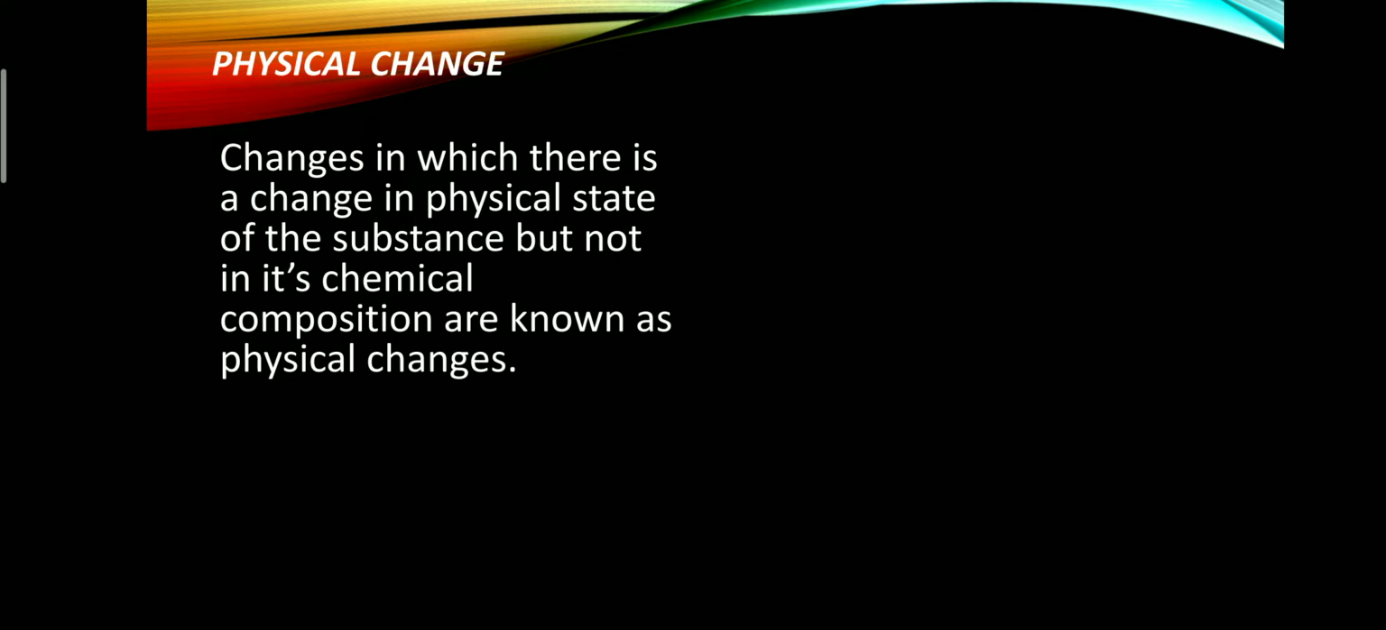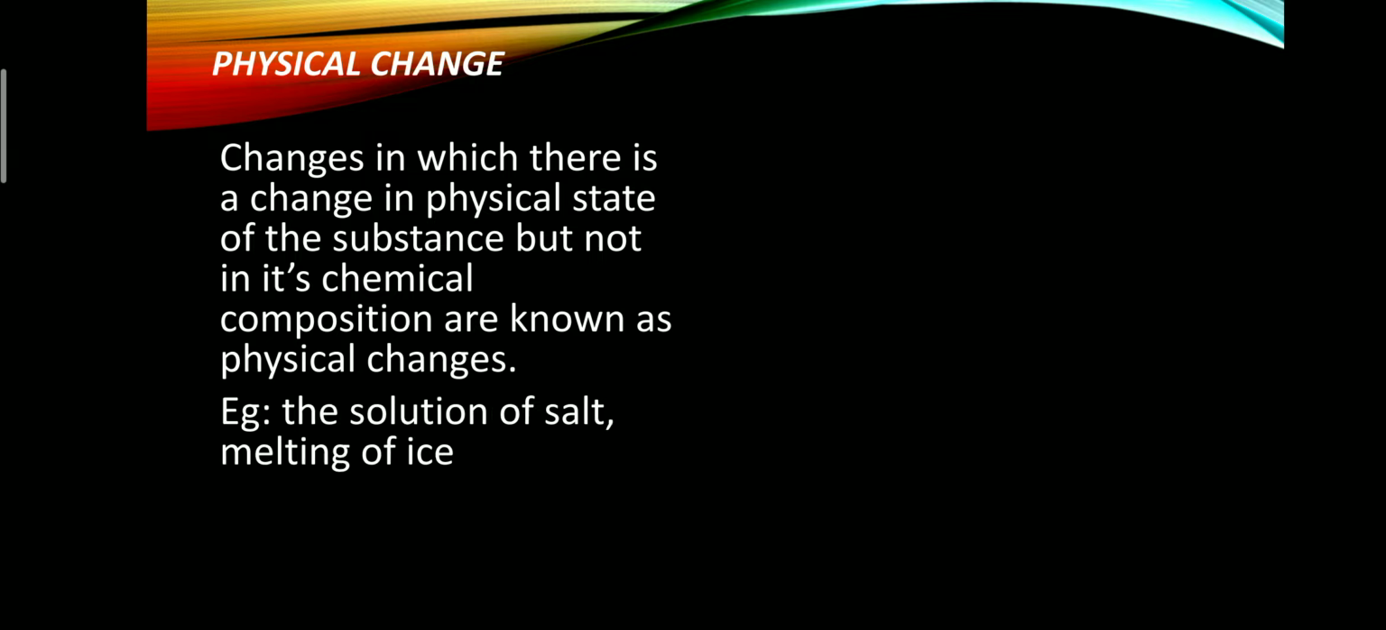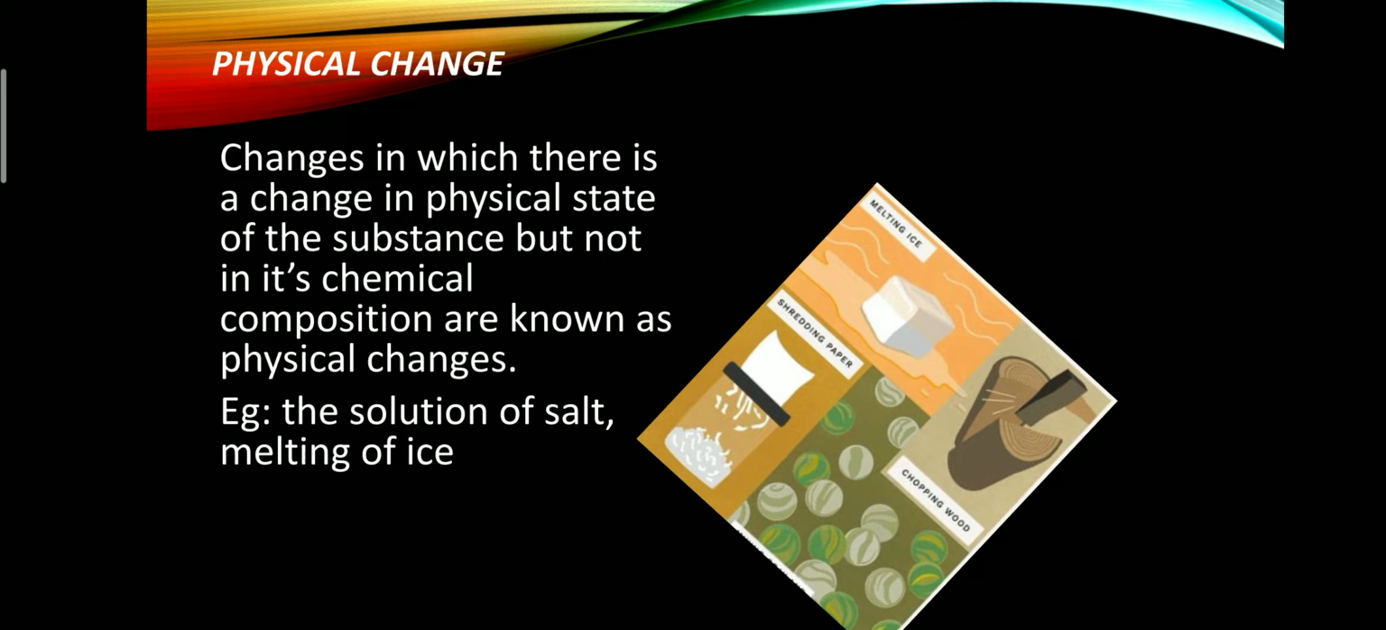So next one, physical change. Changes in which there is only a change in the physical state of a substance and no change in the chemical composition, we call a physical change. Examples: dissolution of salt and melting of ice. All those things are physical changes, or mixing of red balls among white balls. All those things are physical changes.